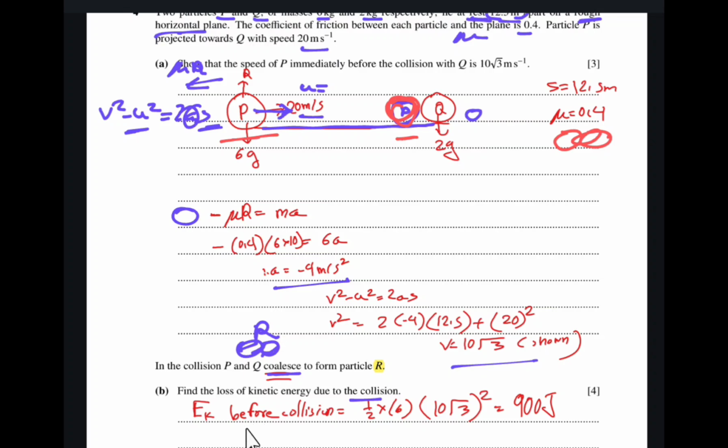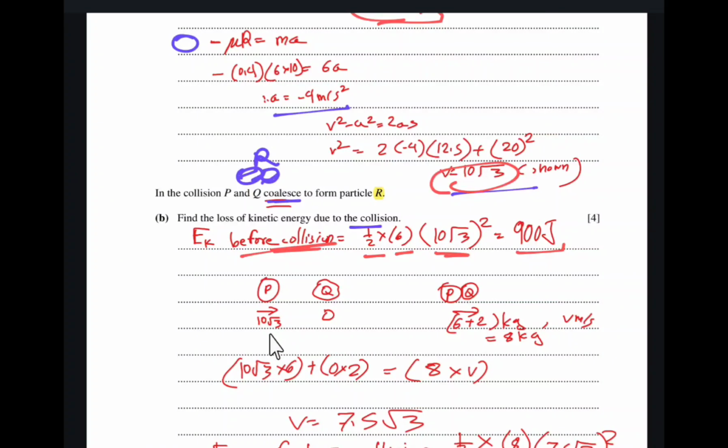So the initial kinetic energy of P before collision is half mv square, and its speed before collision is 10√3 that we have calculated earlier. So the kinetic energy half mv square comes to be 900 joules. And the final kinetic energy, that is the kinetic energy after collision. As we can see, the kinetic energy of Q is initially 0, while the kinetic energy of P before collision is half mv square, that's 900 joule.